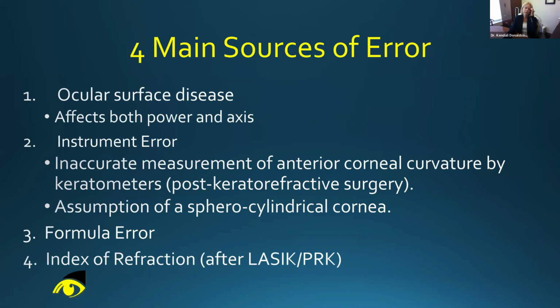So here are the 4 main sources of error. Ocular surface disease is really the #1 source of error, and it's also very common, we'll see shortly. And this can affect both the power of the lens as well as the axis. And a lot of times now we're doing toric IOLs, we're doing astigmatism correction with our cataract surgery. So either of these errors could be really devastating for a patient.